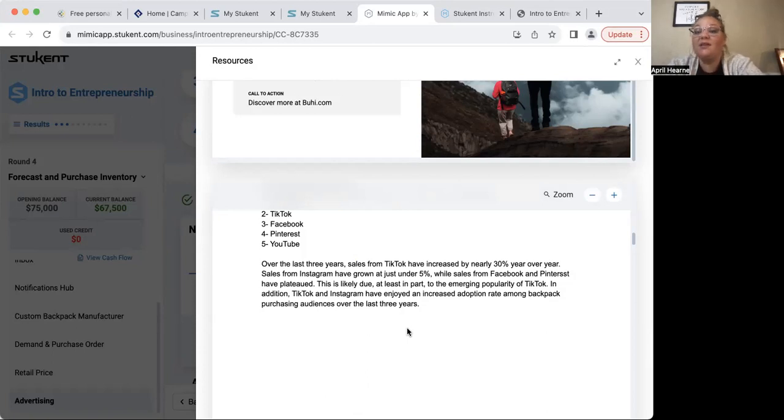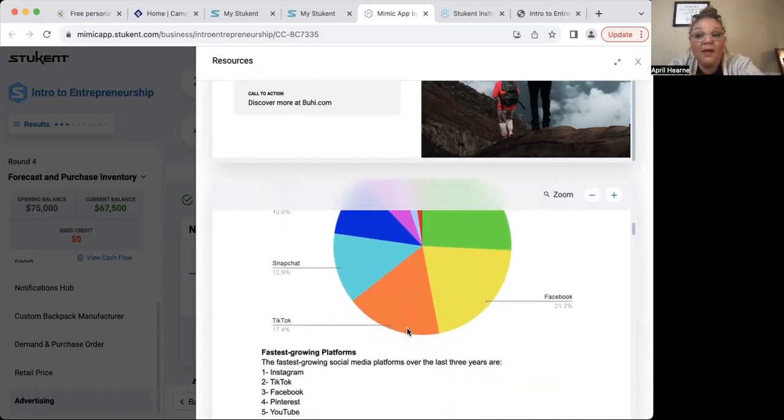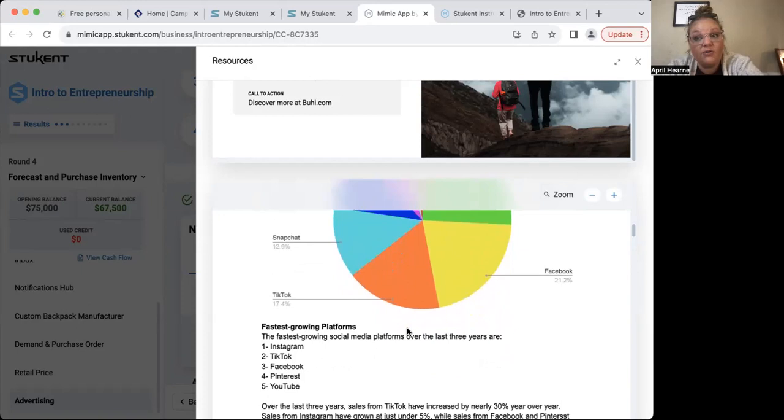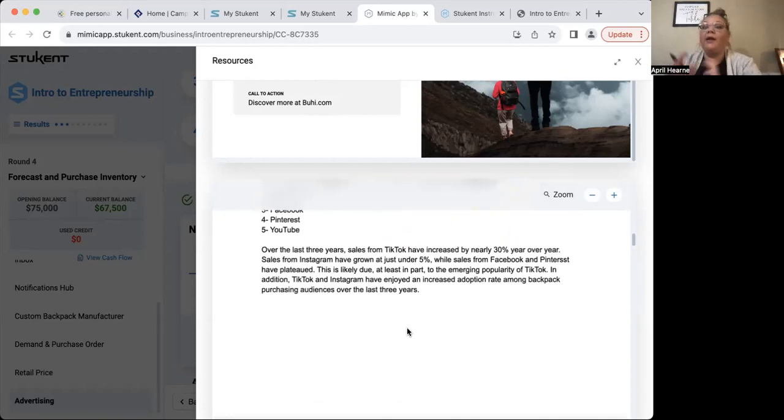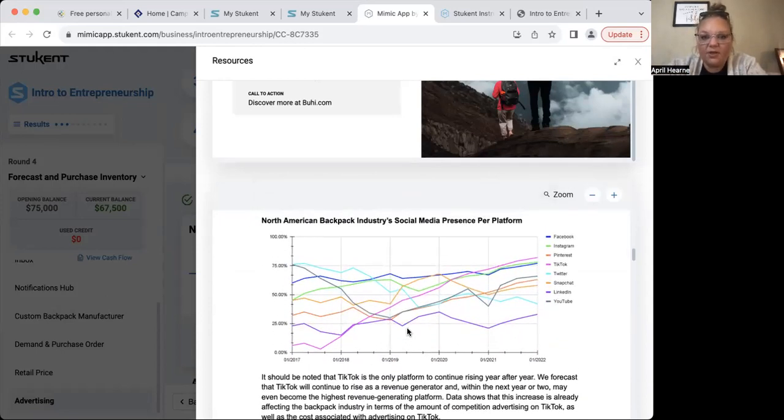Okay, so it's saying that TikTok is growing and growing and growing. And last year it was 3rd. That may mean that it should be 2nd or even 1st this year. So when you're splitting up how you want to spend your social advertising money, you need to keep that information in mind.